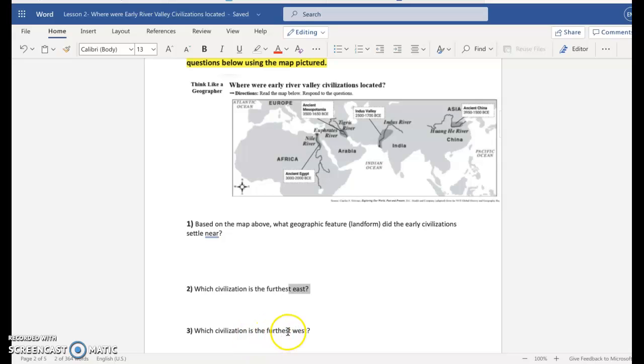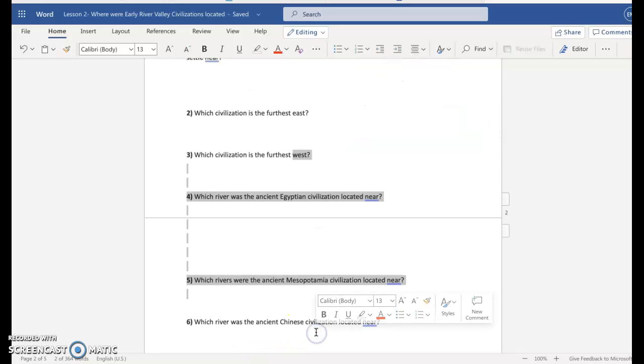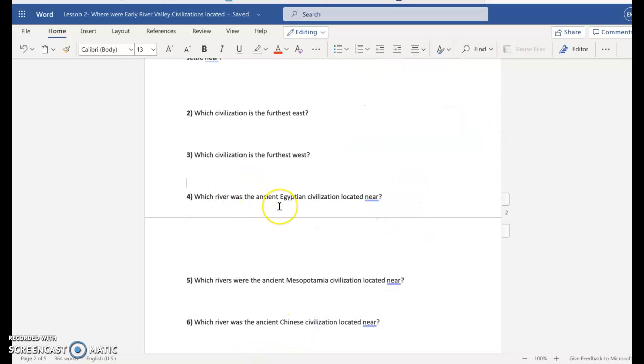Question number 3, which civilization is the furthest west? Now, question number 4, which river was the ancient Egyptian civilization located near?